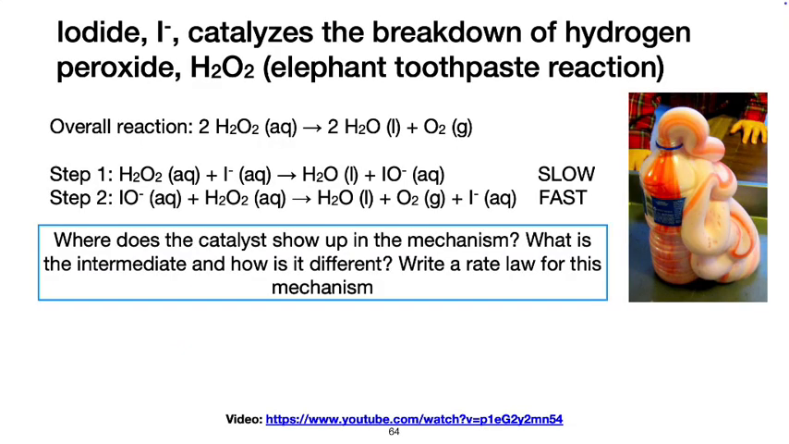Okay, so now we've got an example. Iodide catalyzes the breakdown of hydrogen peroxide, in a reaction known as elephant toothpaste. Okay, I always thought this was a dumb reaction, but I guess that's just my opinion. It is just my opinion. Everybody else thinks it's awesome. We've got our overall reaction. We're looking at hydrogen peroxide turning into water and oxygen.